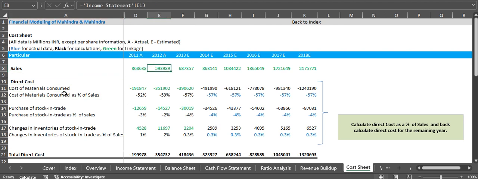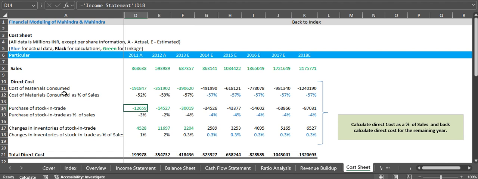This is the sales. We link it with the sales number of the particular company. Then we have the direct cost, which is the cost of material consumed. Generally, in the manufacturing of a car, we use material, and this is the cost of the material we consume during the manufacturing of the cars. And this is a percentage of sales. Let's say 52%, 59%, and 57% is the cost of material consumed.